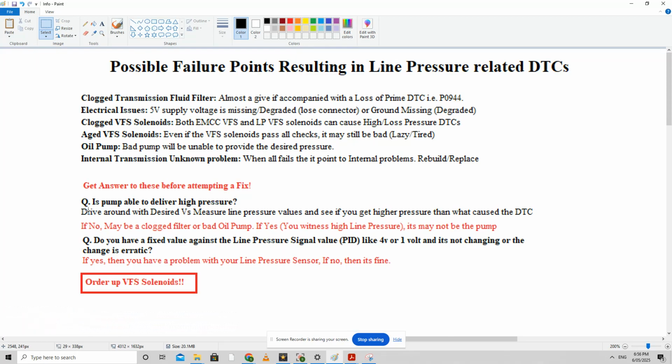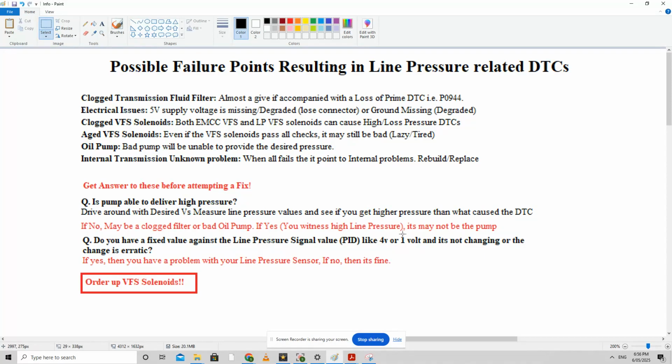That tells me that my pump is able to deliver the high pressure, because when I switch around, I can see steady high pressure graphs. But under certain gears and conditions, it's not doing that. So it means that my pump is fine. This is what you want to figure out before you start working on the car. If the answer is no, then maybe a clogged filter or bad oil pump, because if the filter is clogged or the pump is bad, you will not get high enough pressure.